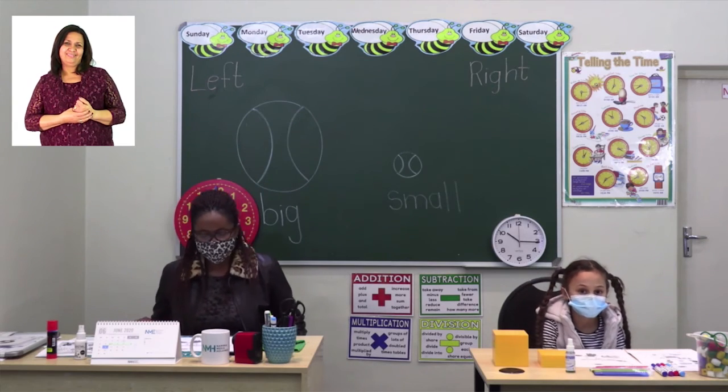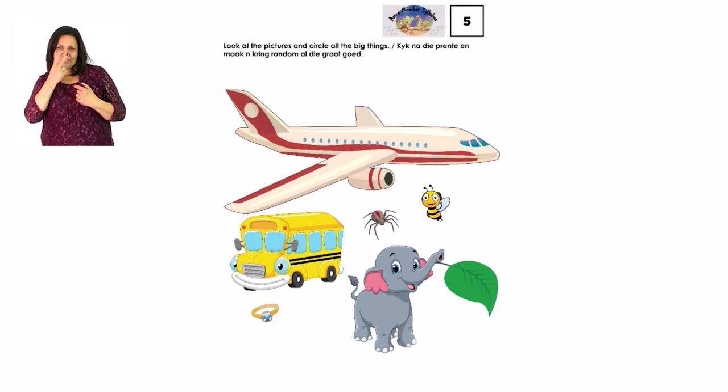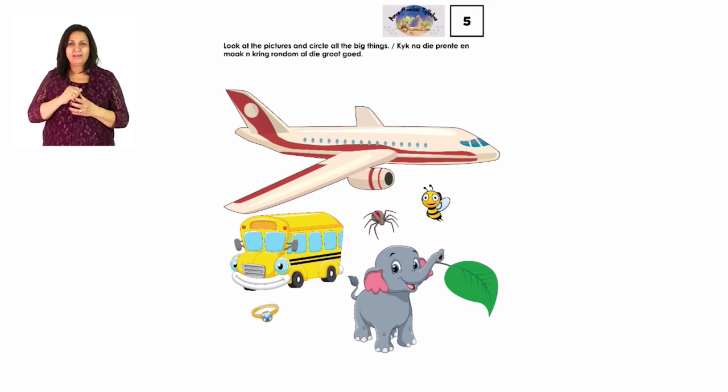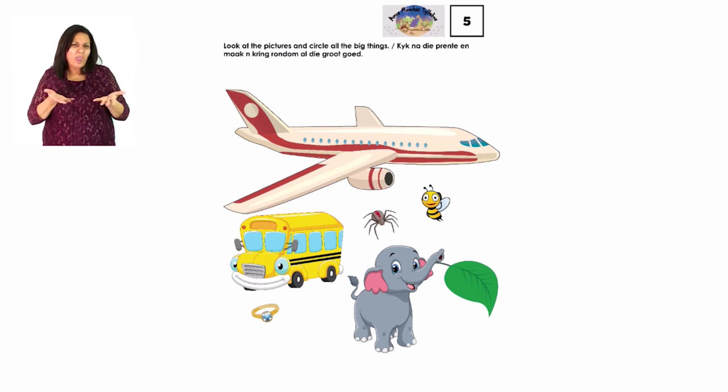On page 30, we are instructed to circle the big things. But before we do that, let's quickly name the things that we can see in the picture. We can see an aeroplane. Point to the aeroplane. Yes. Let's look what's the next one we have in the picture. There is a bus. Let's point to the bus. Well done. Let's move to the next picture.